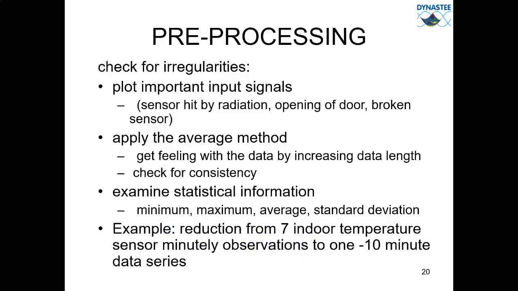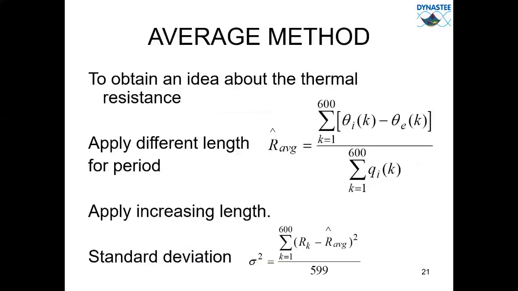Well, let's start with the average method that is giving you a rough indication. The average method is straightforward, and we have expressed it here on this slide. It can be used easily, and it can be applied in different ways as well. In order to give insight in the available data, the whole data series can be divided in different periods to check for inconsistencies.